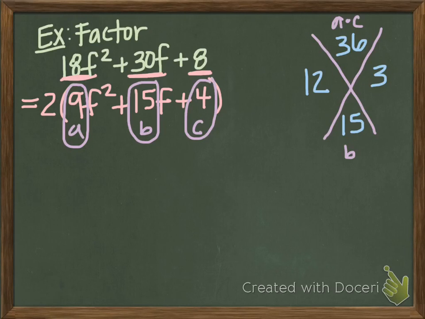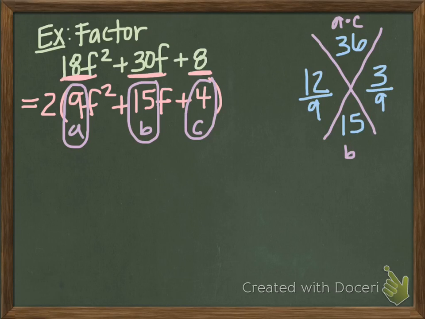Step 5, divide both numbers by A. Finally, we have an A that's not 1. So what we're going to do is divide the 12 and the 3 by that A, which is 9. So what we have here, I want you to divide those in your calculator. It will either give you an integer or a fraction. Okay, don't convert it, no decimals when we're factoring.